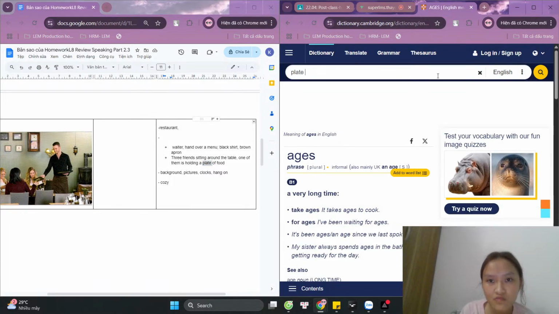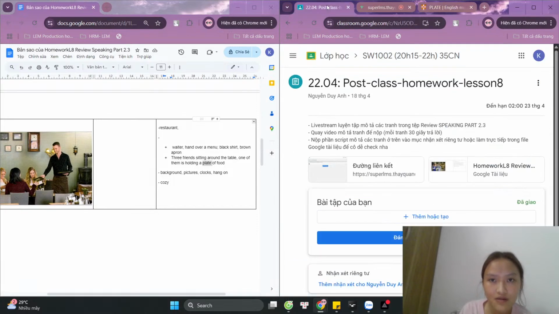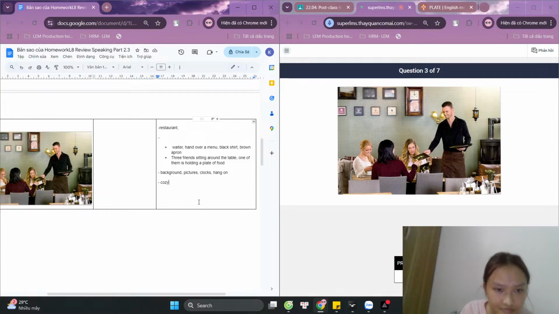Plate, cozies, and place, clocks hang on the wall.